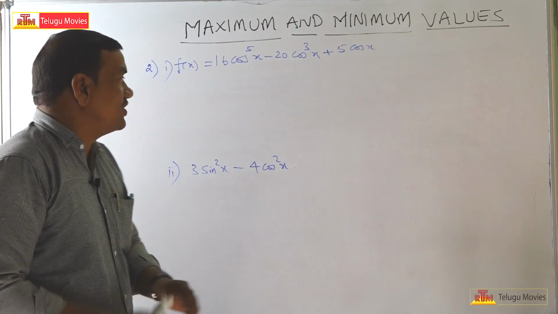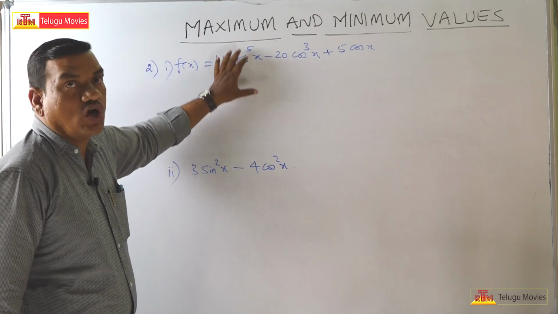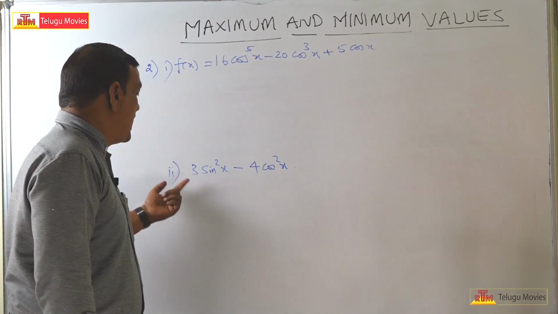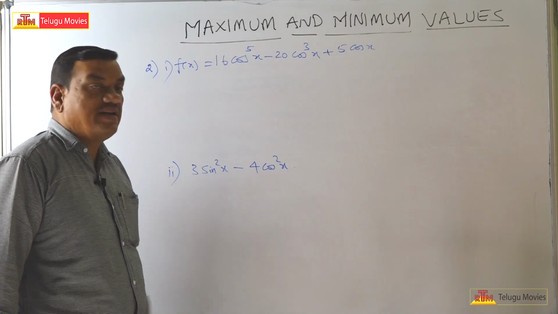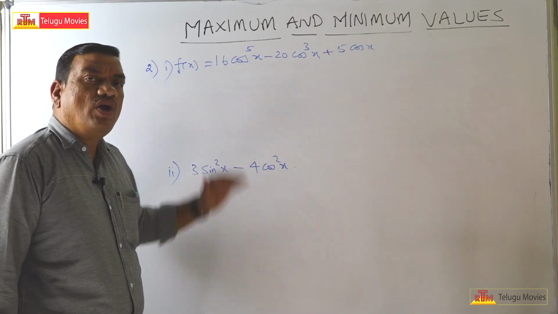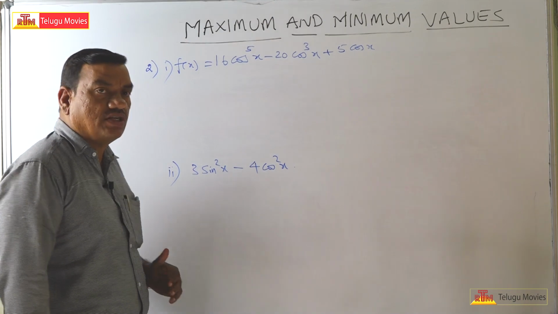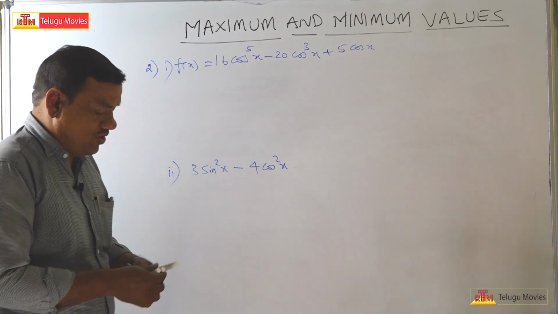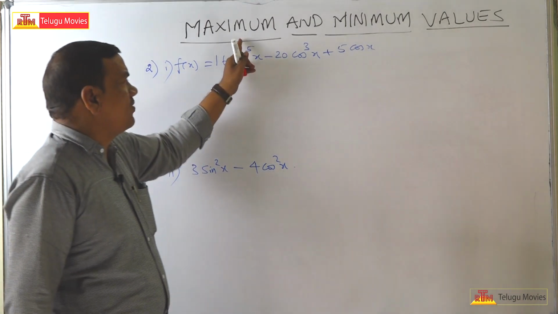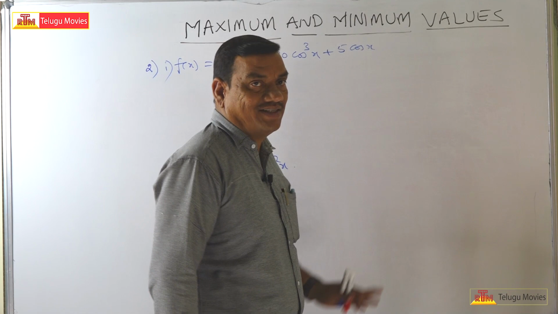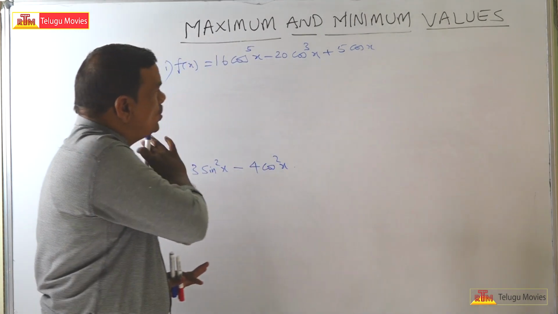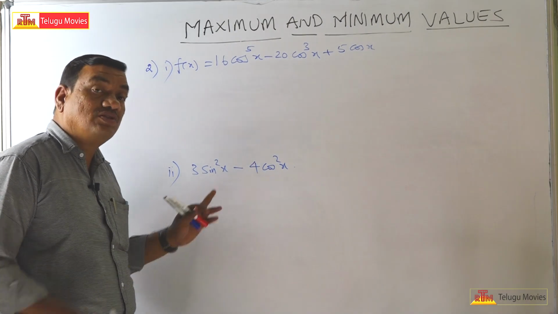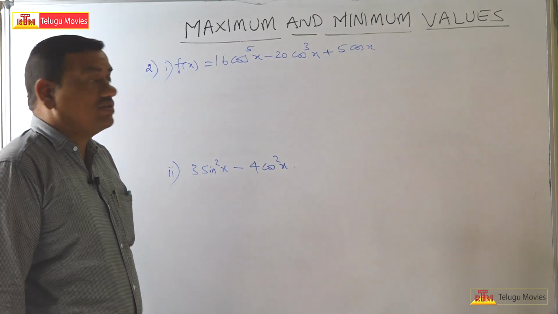Let us see the two functions here. F of x is equal to 16 cos to the power of 5x minus 20 cos cube x plus 5 cos x, and the second function is 3 sin square x minus 4 cos square x. We have to find out the range of these two functions, that is maximum value and minimum value. Coming to the first problem, cos to the power of 5x is there, cos cube x is there, cos x is there. Luckily the total function is in cos x, but the second function is in both sin x and cos x. That's why I have selected these two problems.